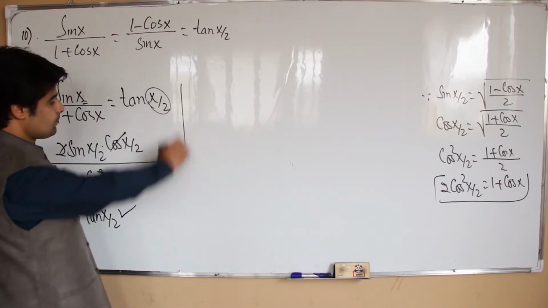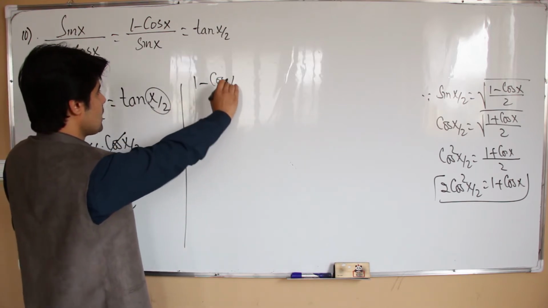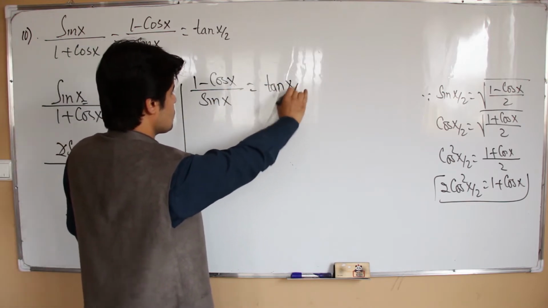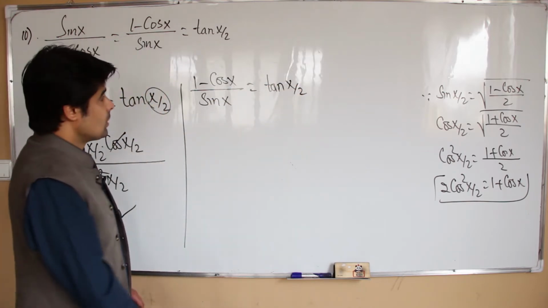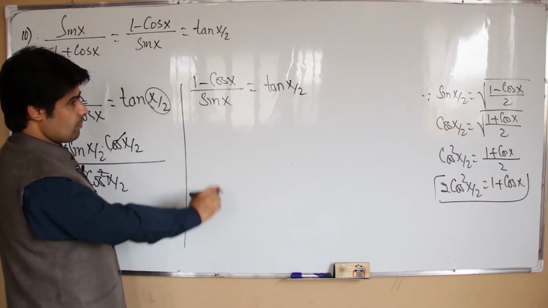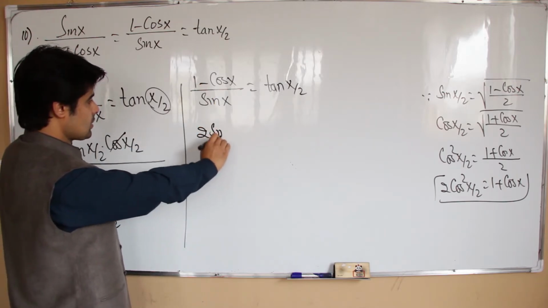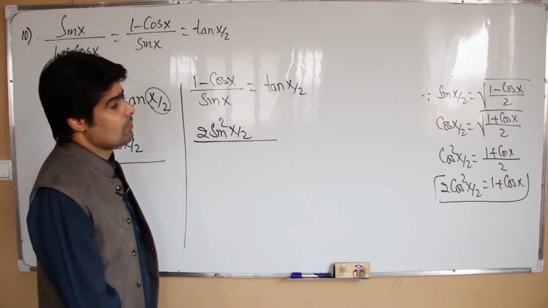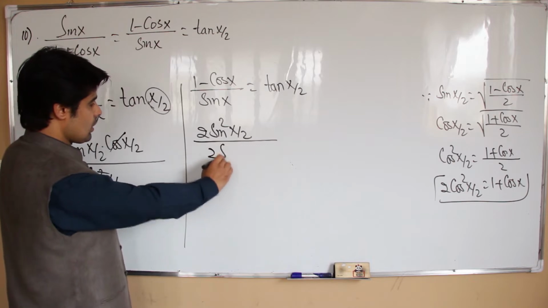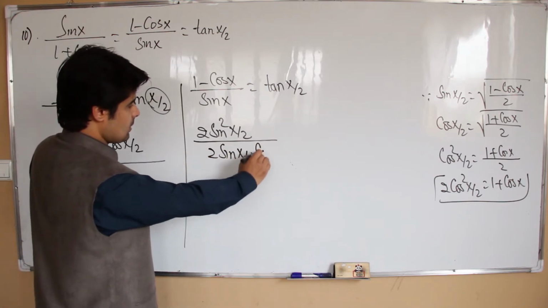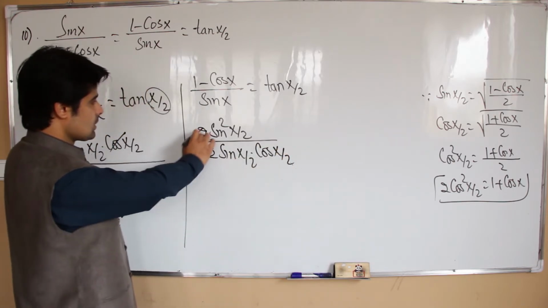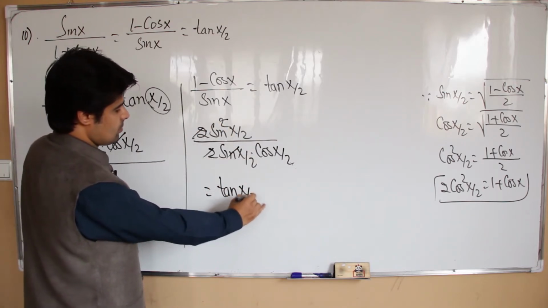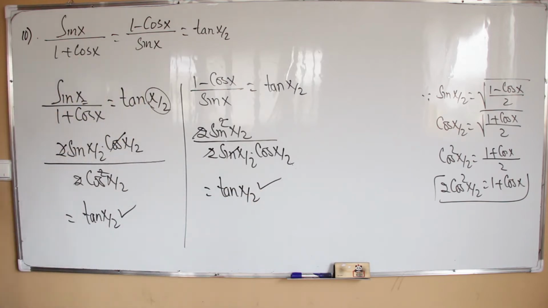Also, the second one, 1 minus cosine x divided by sine x. This one should be tangent of x by 2. So instead of 1 minus cosine x, can I write 2 sine square of x by 2? Yes, we can do, according to that formula. So instead of sine x, you can use 2 sine x by 2 multiplied by cosine of x by 2. This is cancelled, this is cancelled. Sine by cosine, I think tangent of x by 2. Write it please.